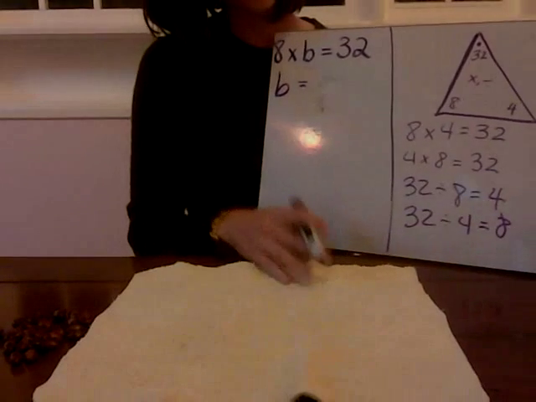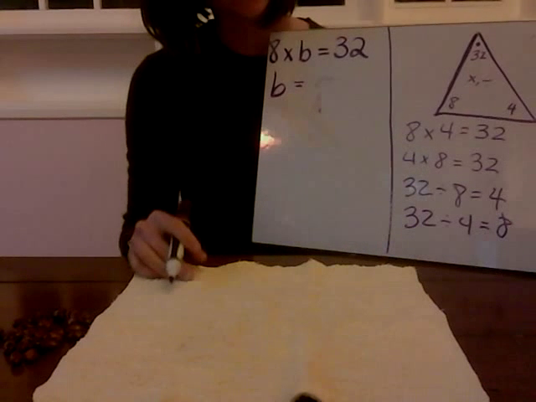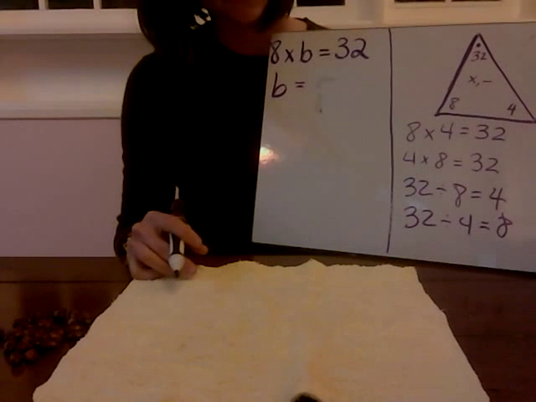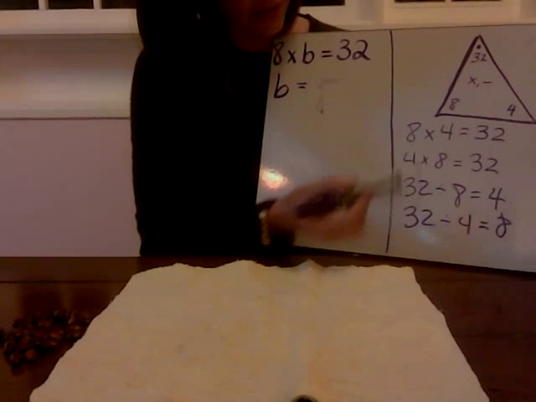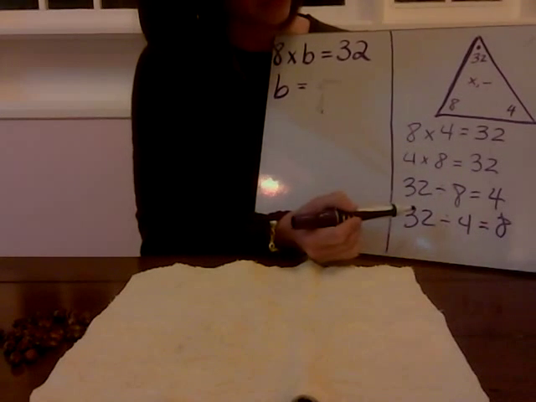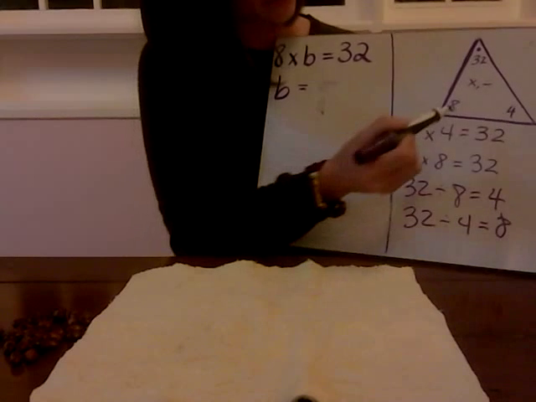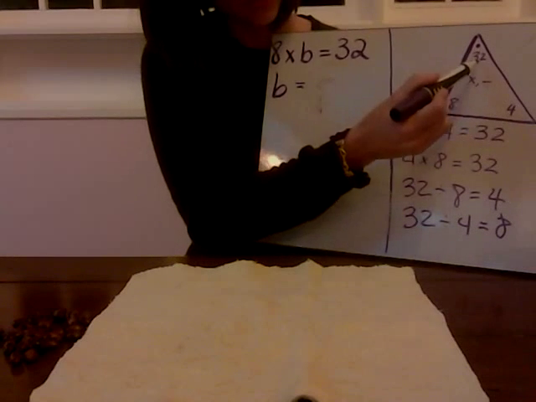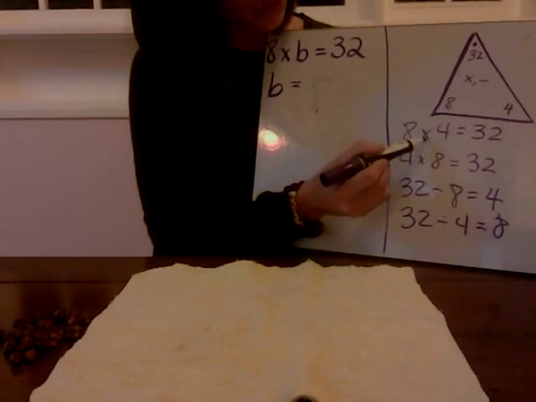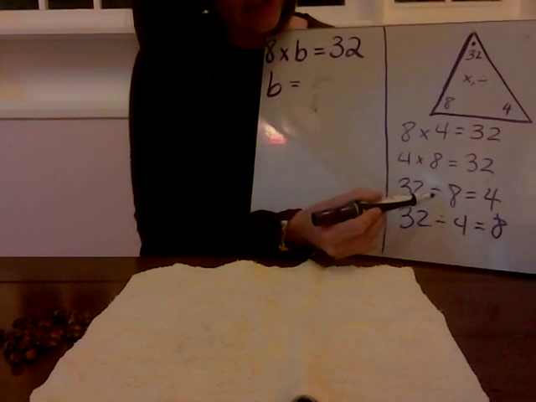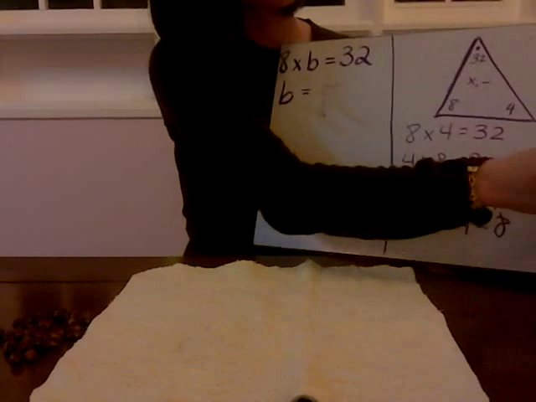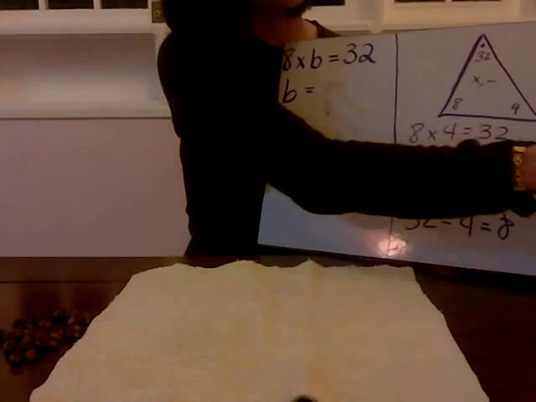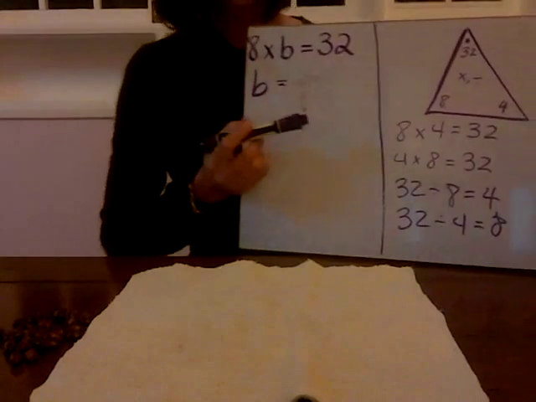Take a minute to look at those four equations. Now, if you look at them closely, you'll see that every single one of those equations only uses the numbers 8, 4, and 32, and that we have two multiplication equations and two division equations. So how can we use this to solve problems like this one?